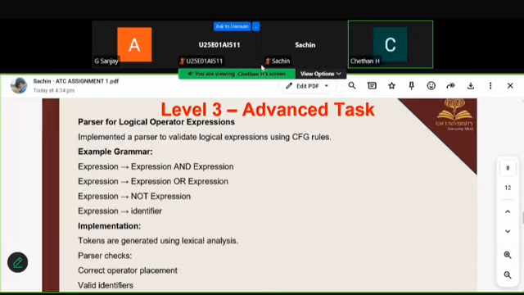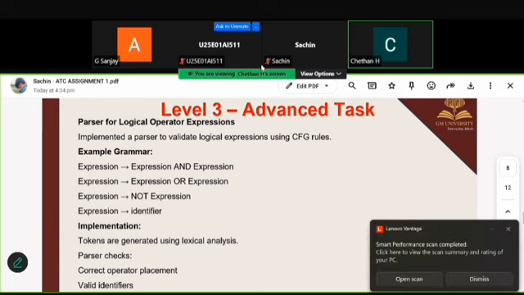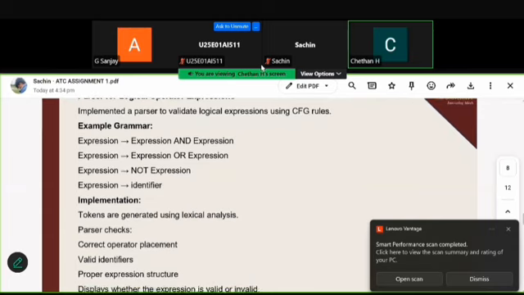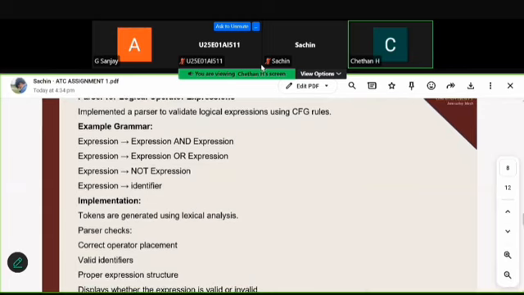Task: parser for logical operator expressions. Implement a parser to validate logical expressions using CFG rules. Example grammar: expression gives rise to expression and expression; expression gives rise to expression or expression; expression gives rise to not expression; expression gives rise to identifier. Tokens are generated using lexical analysis, and the parser checks correct operator placement, valid identifiers, and proper expression structure, and displays whether the expression is valid or invalid.